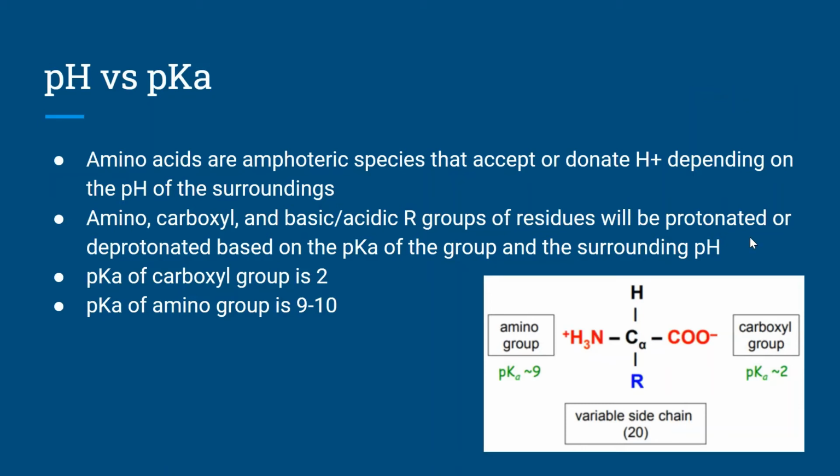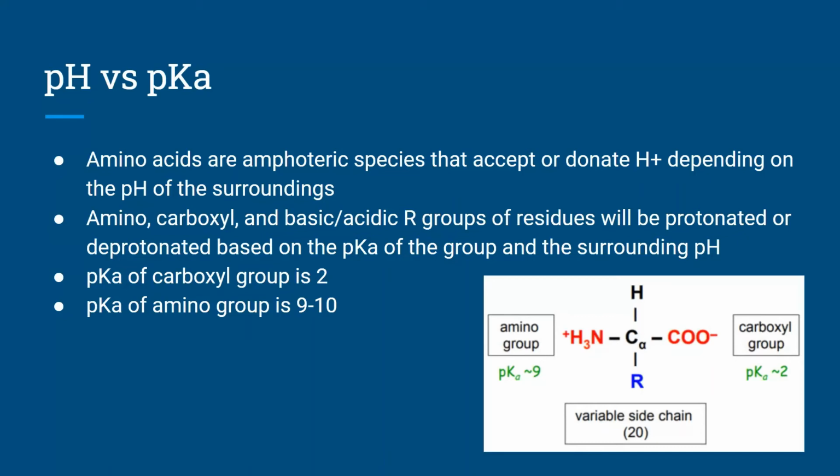So like I said before, the amino groups and the carboxyl groups of every amino acid can become protonated or deprotonated, but only the R groups of the basic or acidic amino acids can become protonated or deprotonated. And whether they're protonated or deprotonated depends on the pK of the group and the surrounding pH.